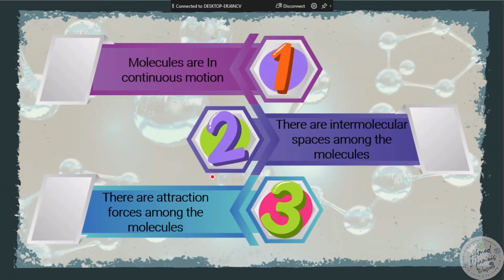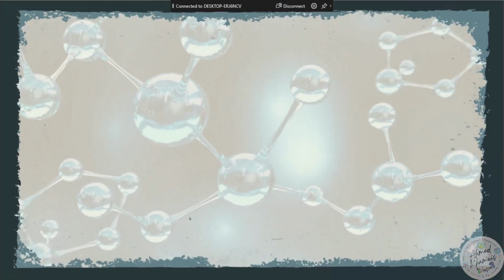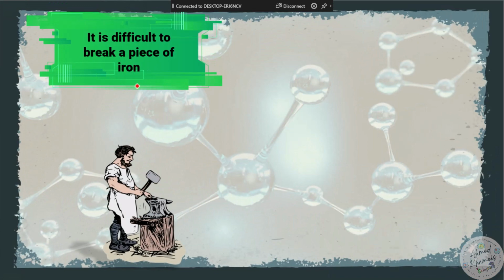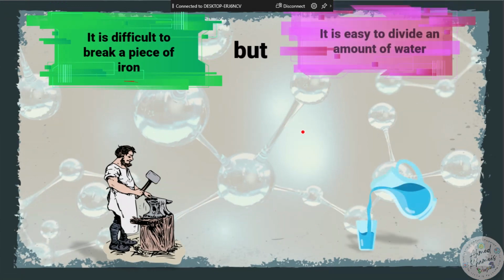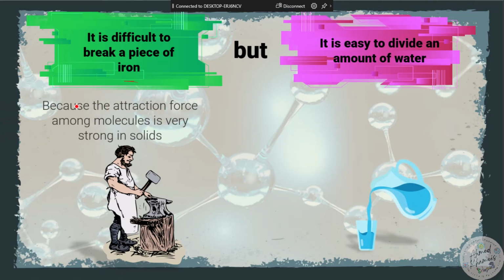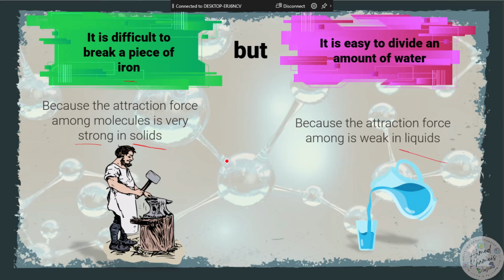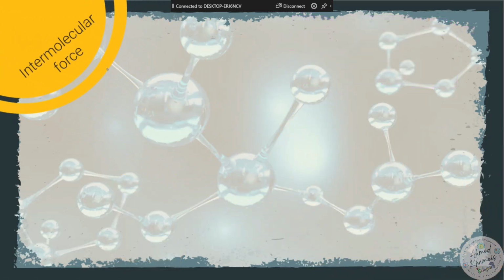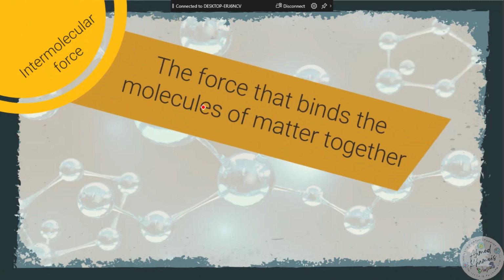The third property is that there is attraction force among the molecules. That's why it's difficult to break a piece of iron, but it's easy to divide an amount of water. It is hard to break a piece of iron because there are attraction forces among the molecules, and those attraction forces are very strong in solids, but the attraction forces among the molecules are weak in liquids. So the intermolecular forces are the forces that bind the molecules together.